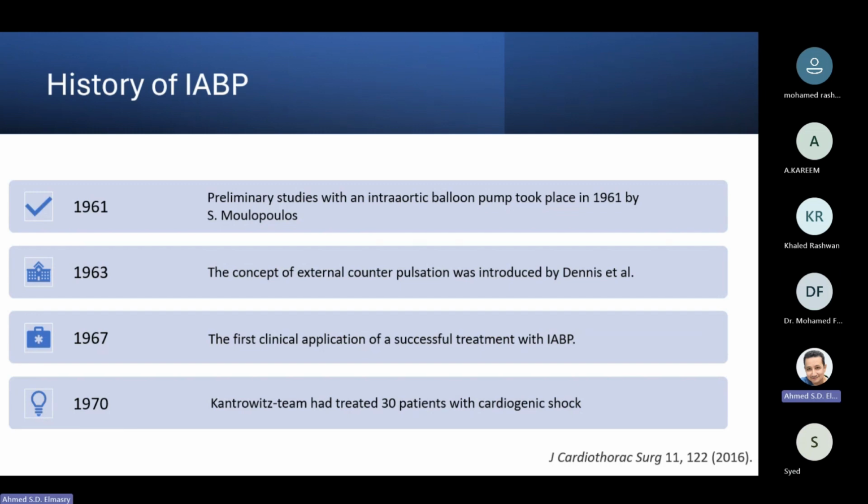The history of the intra-aortic balloon started in 1961 with preliminary studies about the concept of the intra-aortic balloon. The concept of external counterpulsation was introduced by Dennis et al. in 1963. In 1967, there was the first clinical application with successful treatments using the intra-aortic balloon. And in 1970, almost 30 patients with cardiogenic shock complicating acute myocardial infarction had been treated successfully with the intra-aortic balloon.